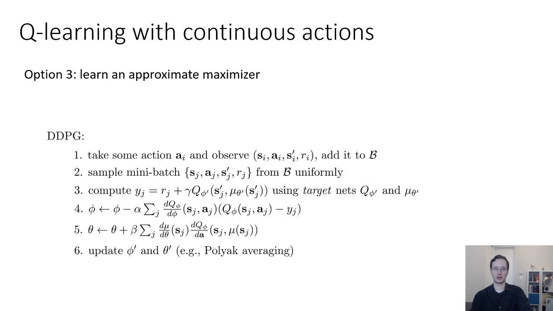Then we're going to update our target parameters, phi prime and theta prime, for example, using Polyak averaging. And then we'll repeat this process. So this is the basic pseudocode for a continuous action Q-learning algorithm. In this case, this particular algorithm is DDPG, but there are many more recent variants as well as older variants. So for classic work on this, you could check out an algorithm called NFQCA. For more recent variants, you can check out TD3 and SAC.